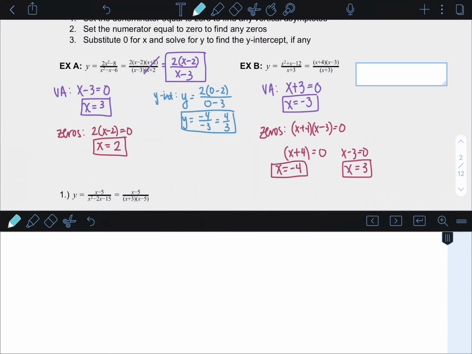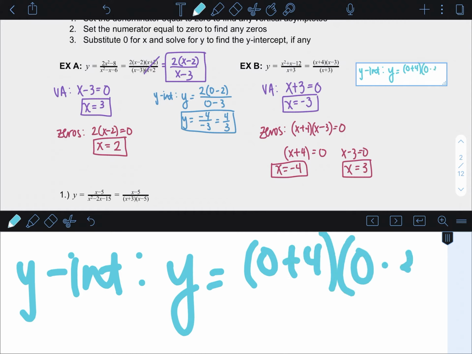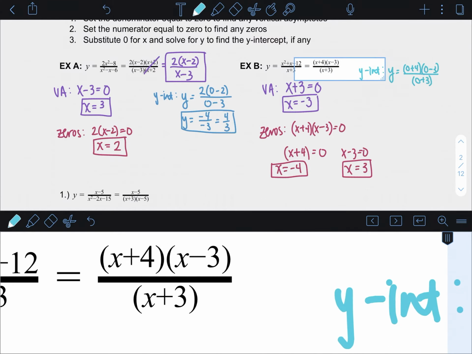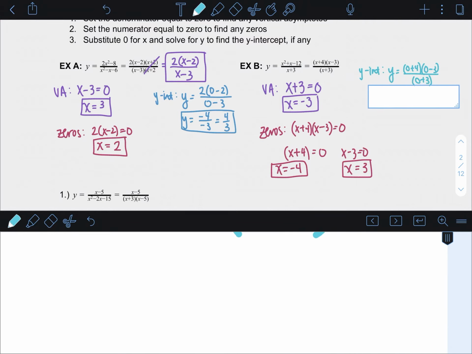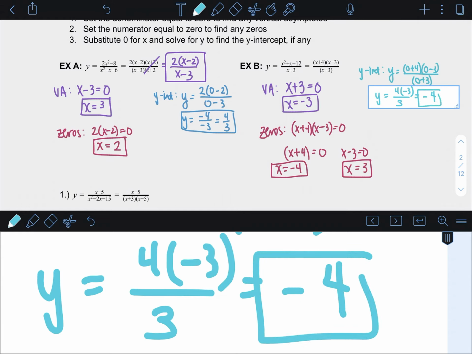And then lastly, our y-intercept. We plug in 0 for all of those x's that were left, or in this case we're just there because we didn't cancel anything. So this same equation, just plugged in 0, and that's going to give me 4 times negative 3 over positive 3, which is negative 12 over 3, equal to negative 4. So that is my y-intercept for this problem.